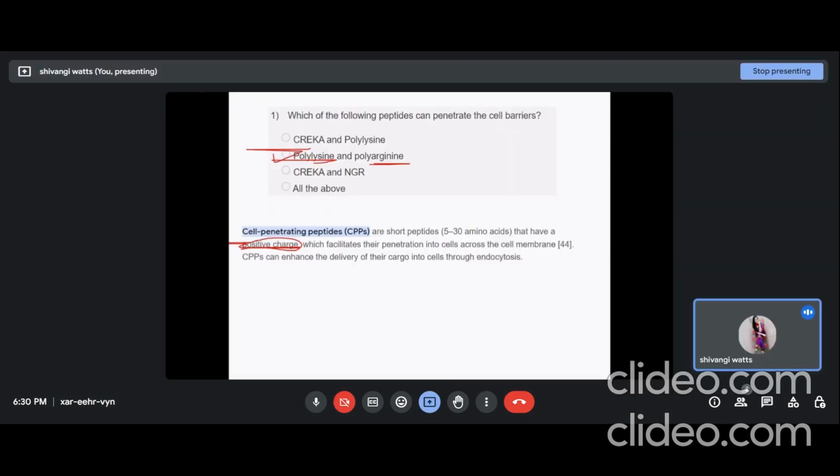Lysine and arginine both are amino acids having a basic side chain, and these are positively charged amino acids. It means polylysine and polyarginine is the right option. So polylysine and polyarginine is the right option.